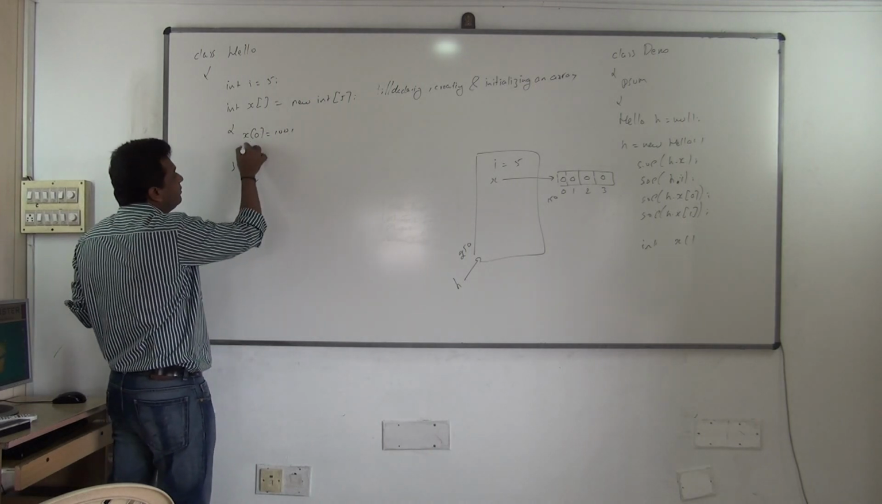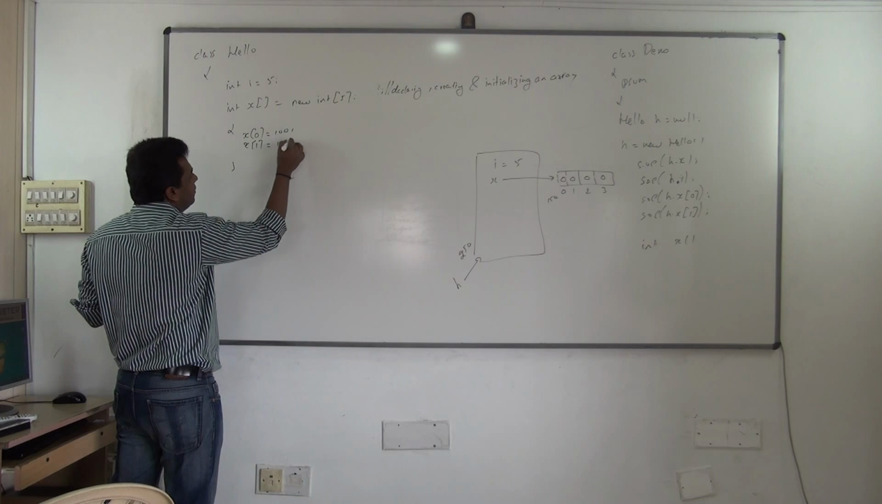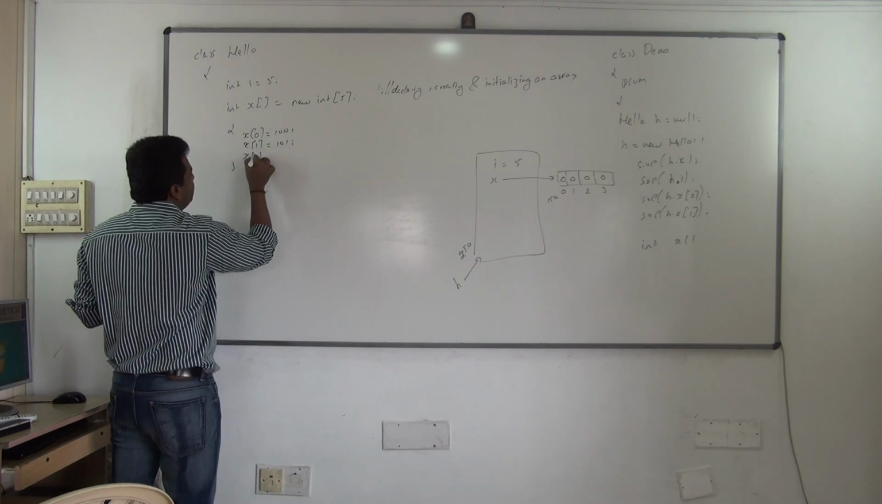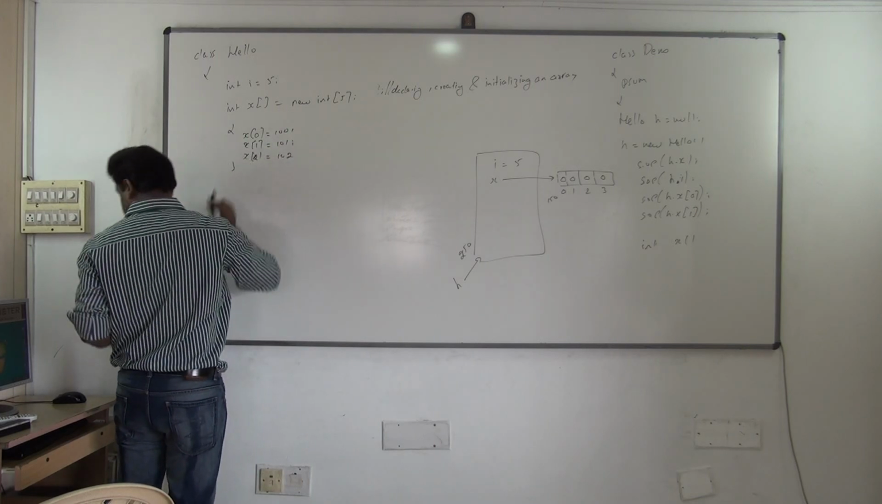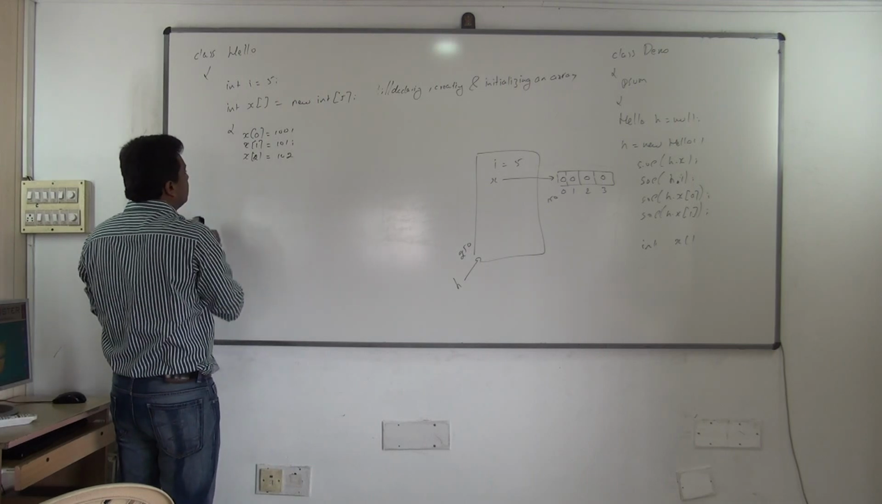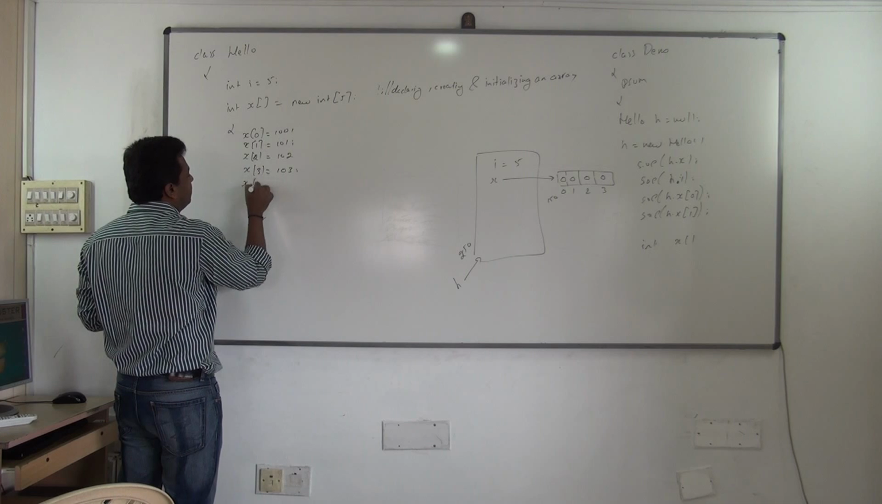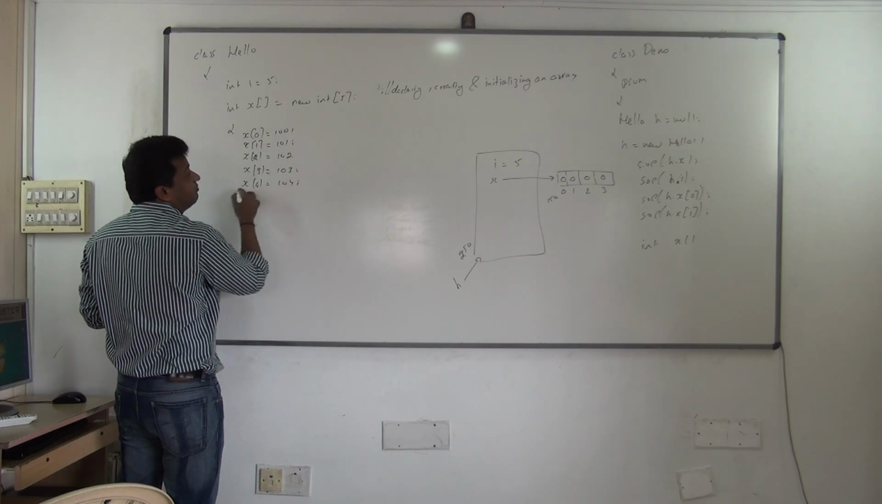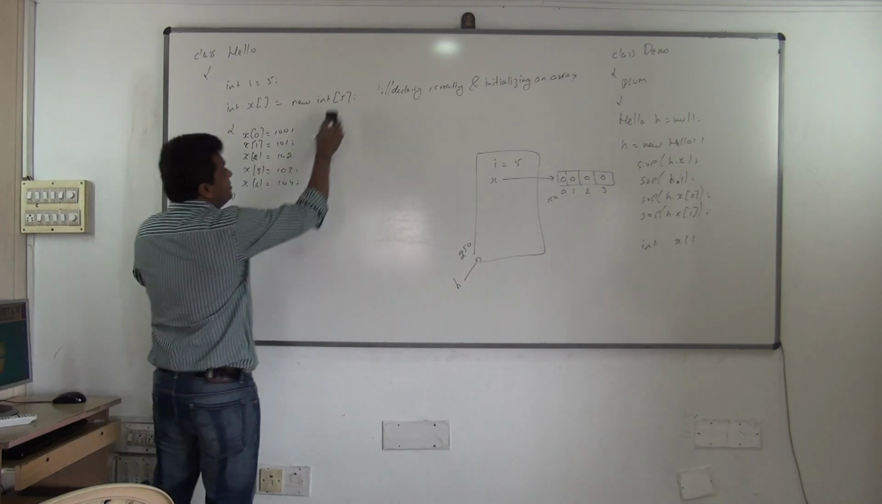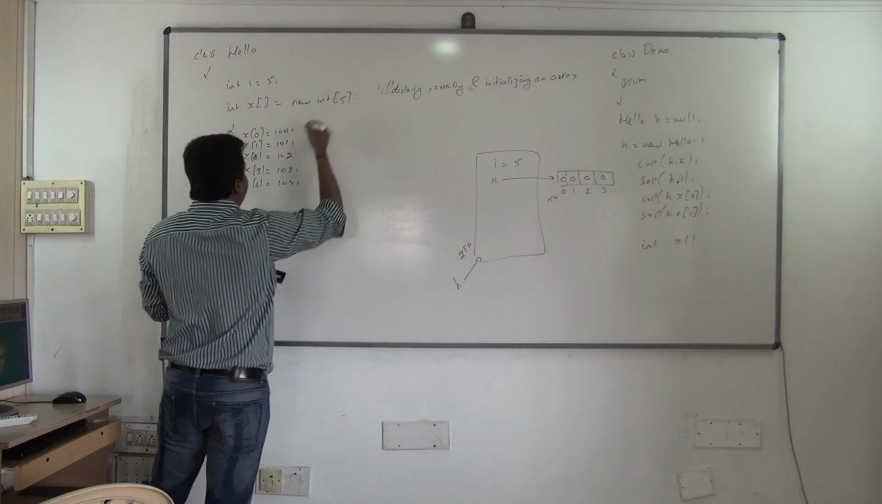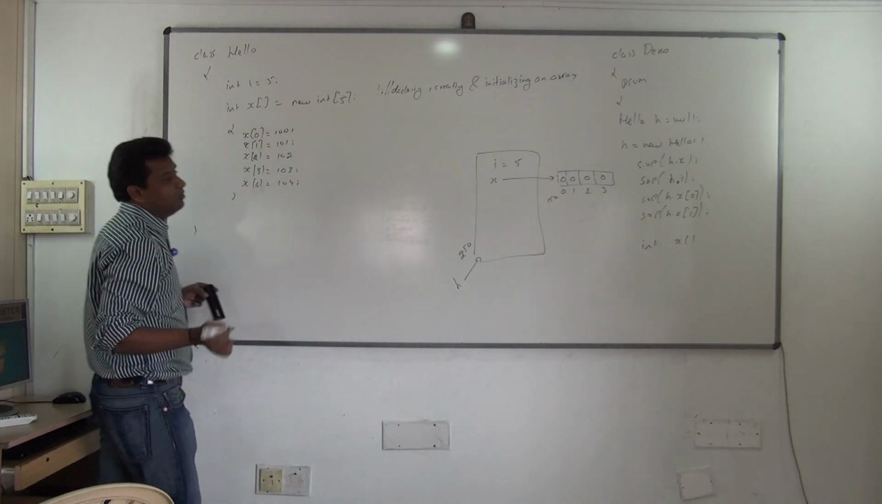x of 0, x of 1 is equal to 101, x of 2 is equal to 102, x of 3 is equal to 103, x of 4. My array is of size 5. Array size is what? 5. So I am filling 5 values. I can do it now, but how does it work this time?